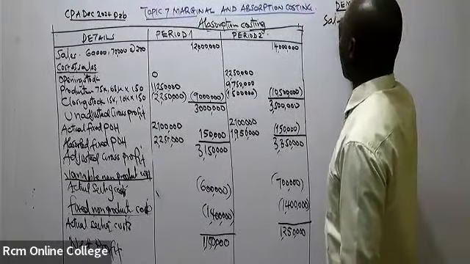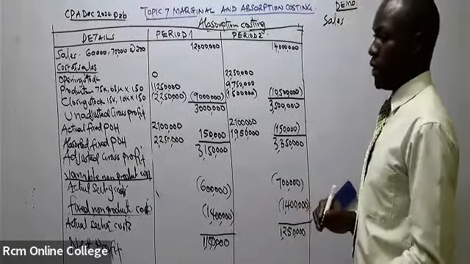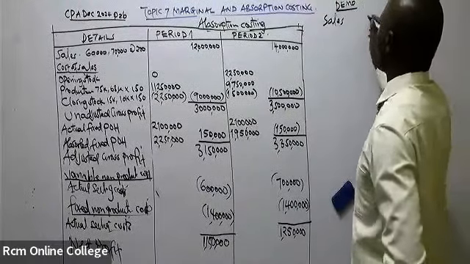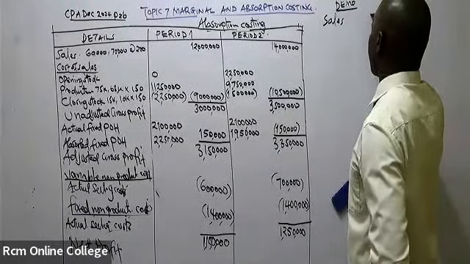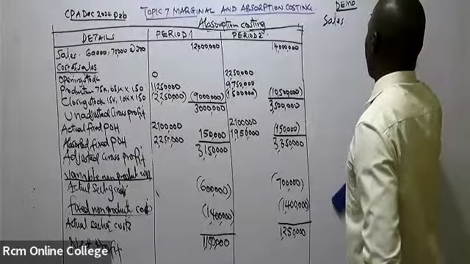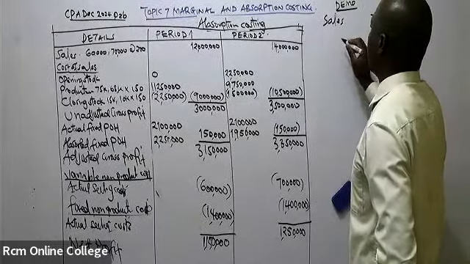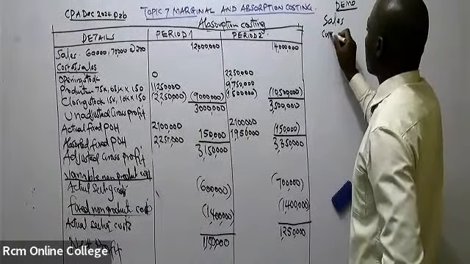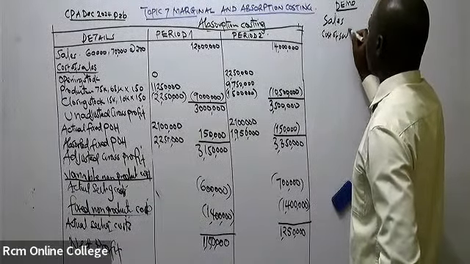I just want you to listen. Of course, you can also put it somewhere there for your reference. So I have sales, which is constant. Our sales is 7,000. Then we have cost of sales.